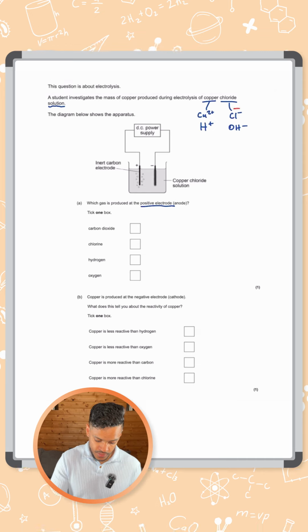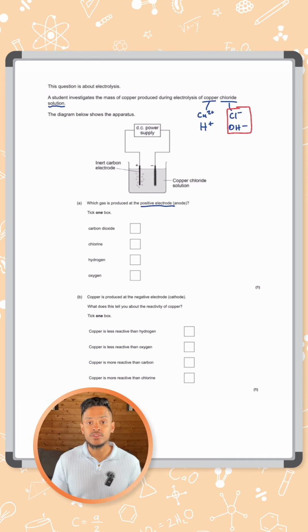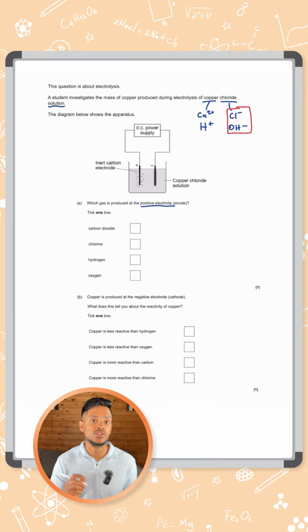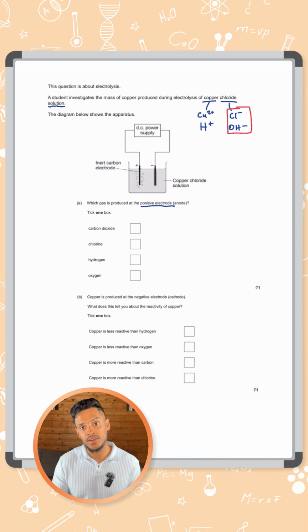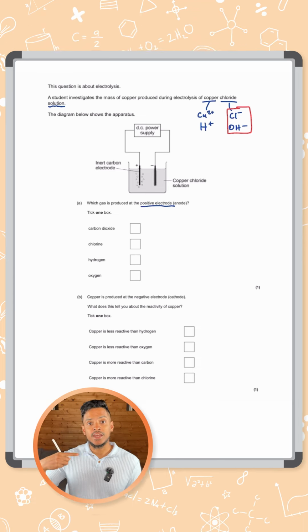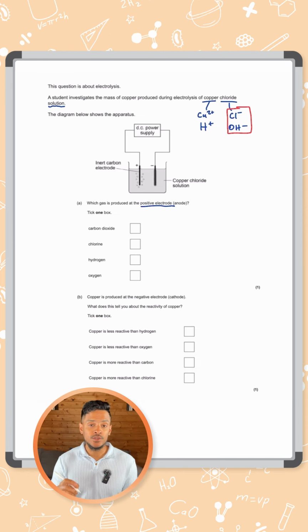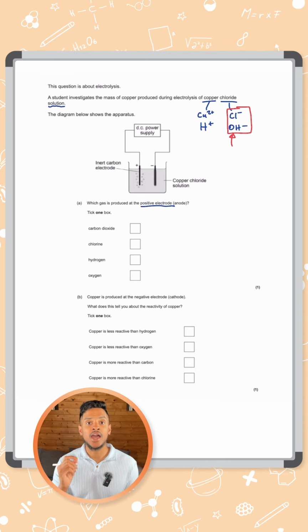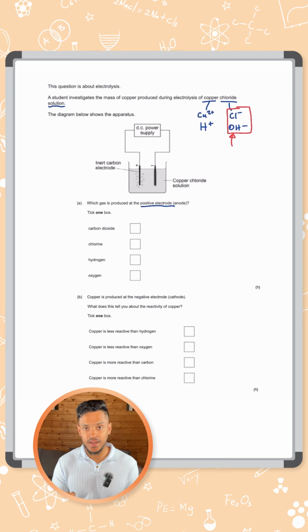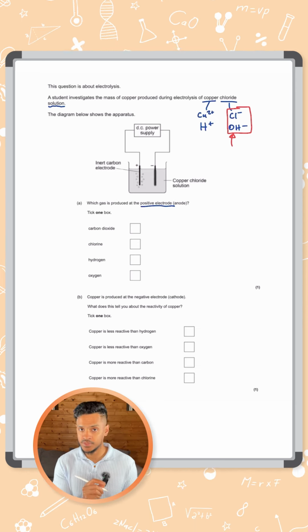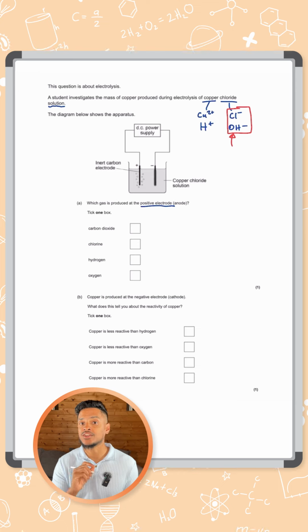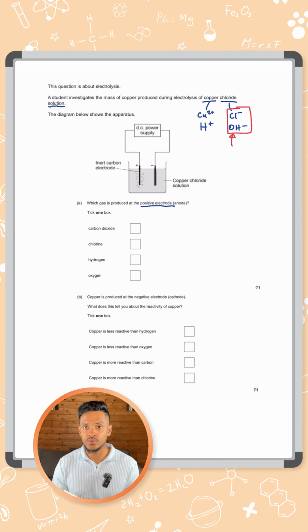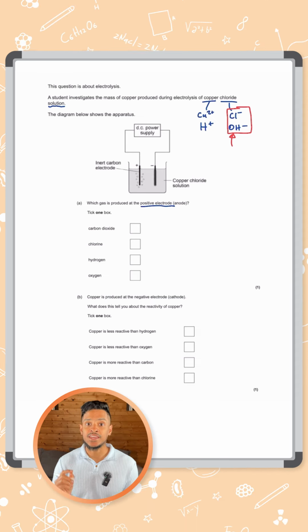Well, it's going to be one of the negative ions, because those ones are attracted to the positive electrode. We need to decide which one of those is going to go to the positive anode. To do that, you need to think about your electrolysis rules. For aqueous solutions, when you're dealing with negative ions, if a halogen is present in the negative ions, then the halogen goes to the positive electrode. If a halogen is not present, then OH- goes to the positive anode. That's the rule for negative ions in aqueous solution.